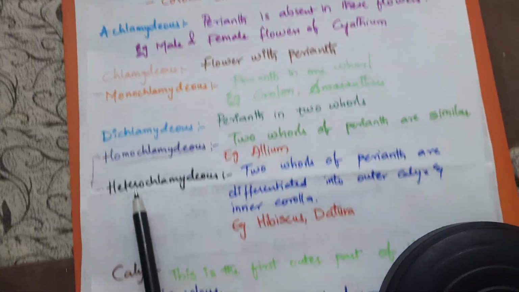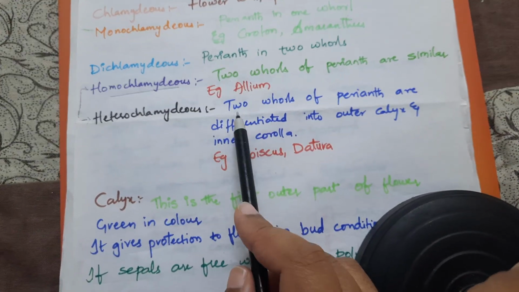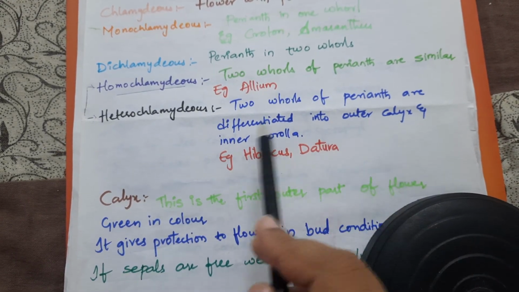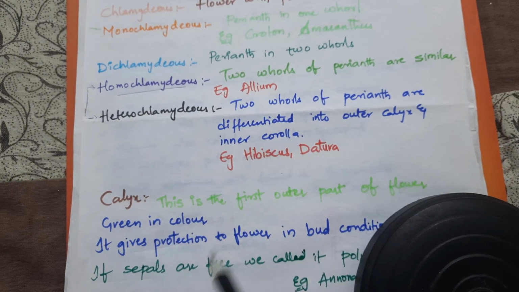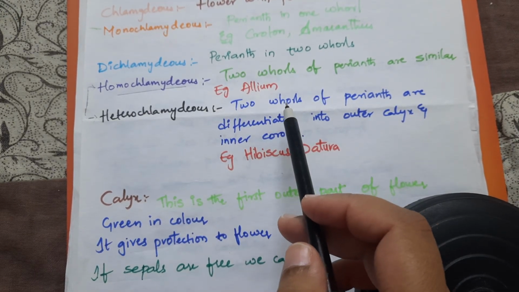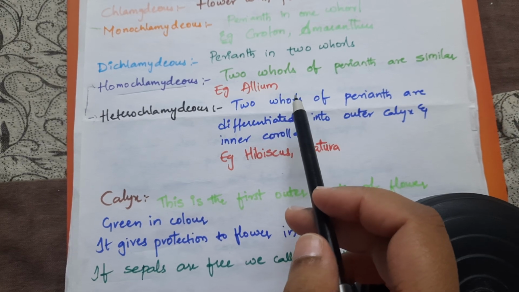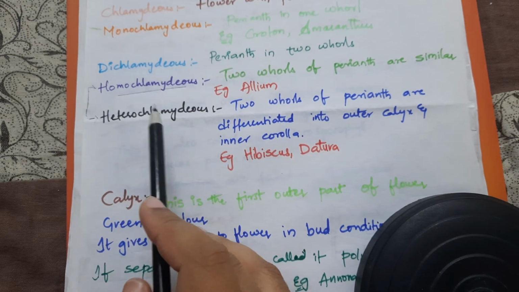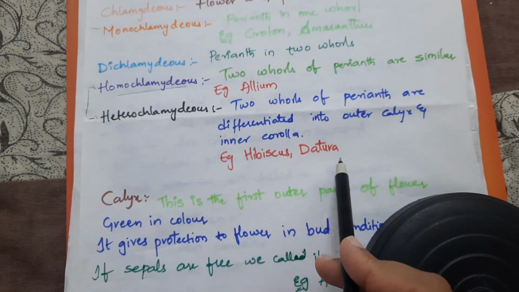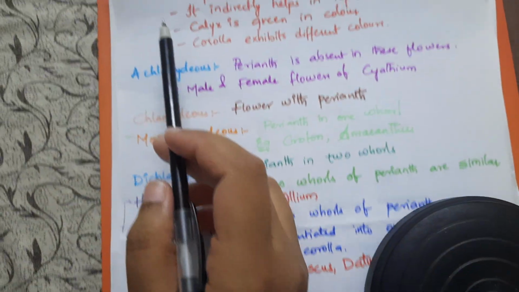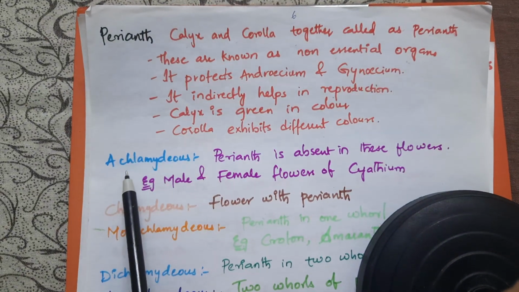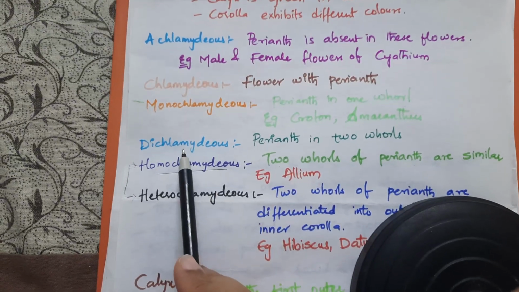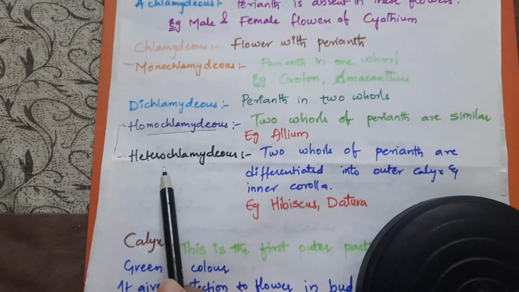Then the next one is the heterochlamydeous. There are two whorls of perianth, and it is differentiated into the outer calyx and inner corolla. Here there is a distinct demarcation of the calyx as well as the corolla. That is termed the heterochlamydeous condition. Examples for that are hibiscus and datura. So this is all about the perianth and the chlamydeous flowers: monochlamydeous, dichlamydeous, homochlamydeous and heterochlamydeous.